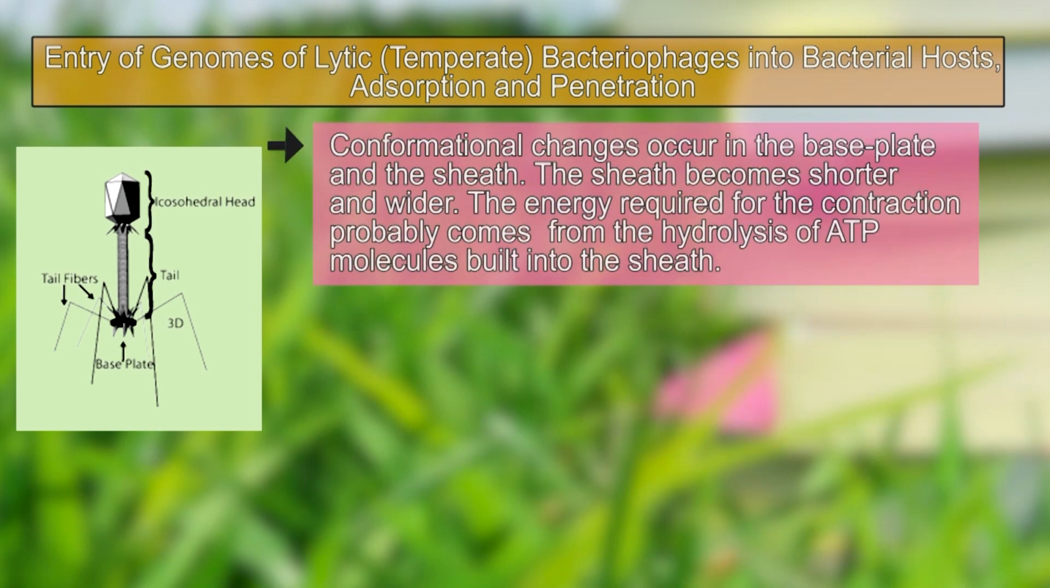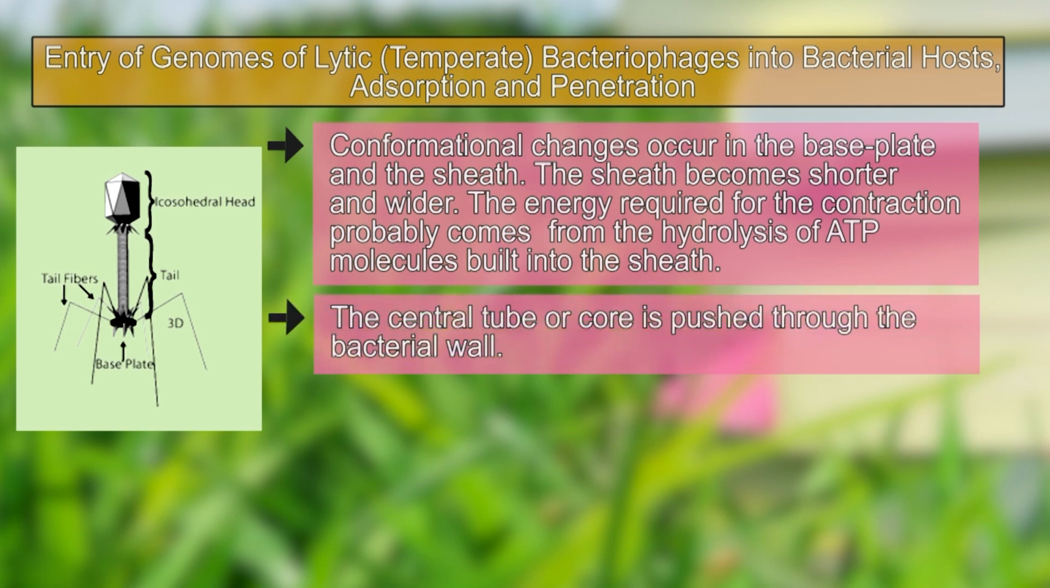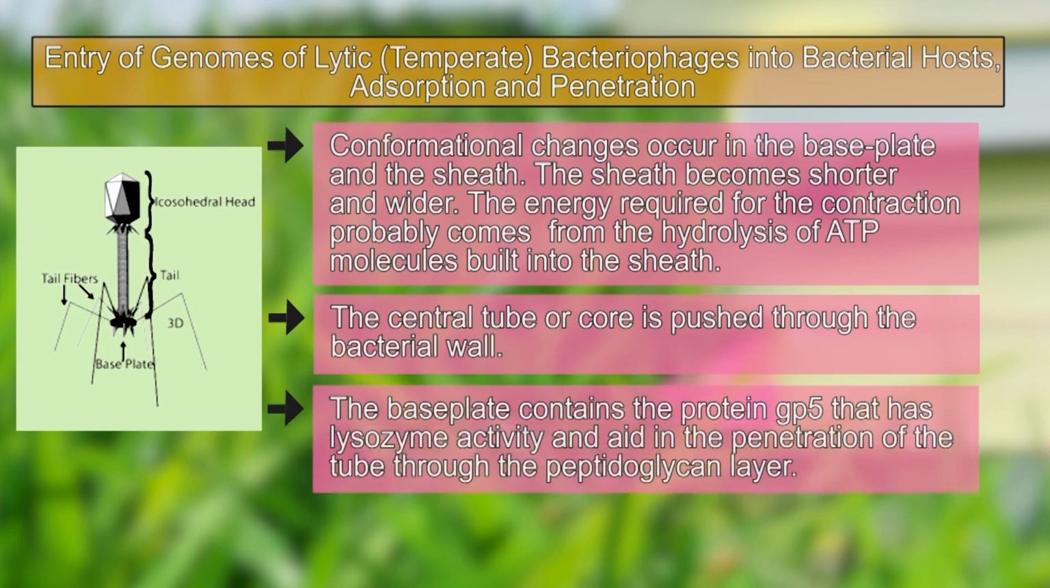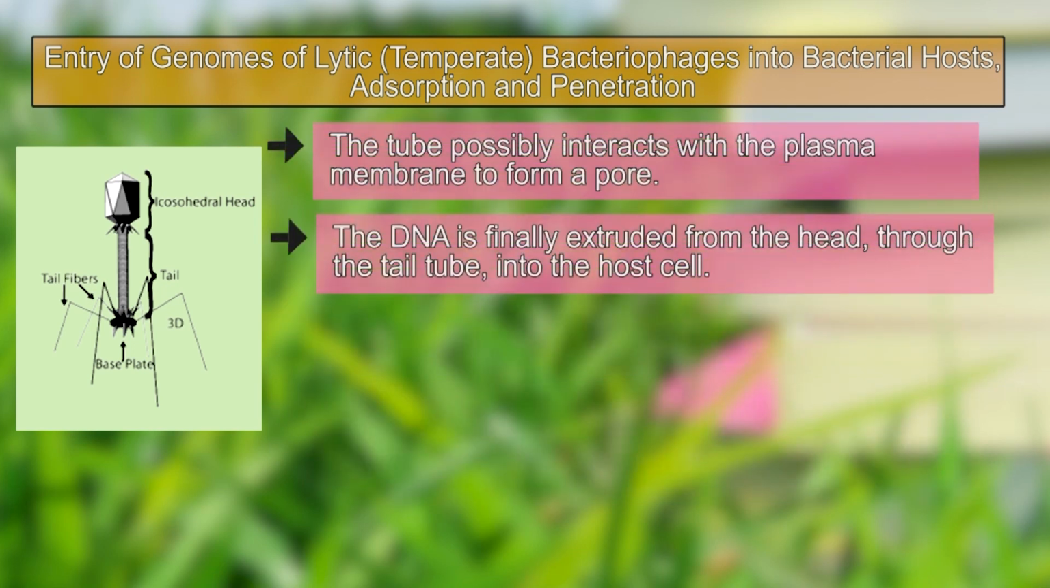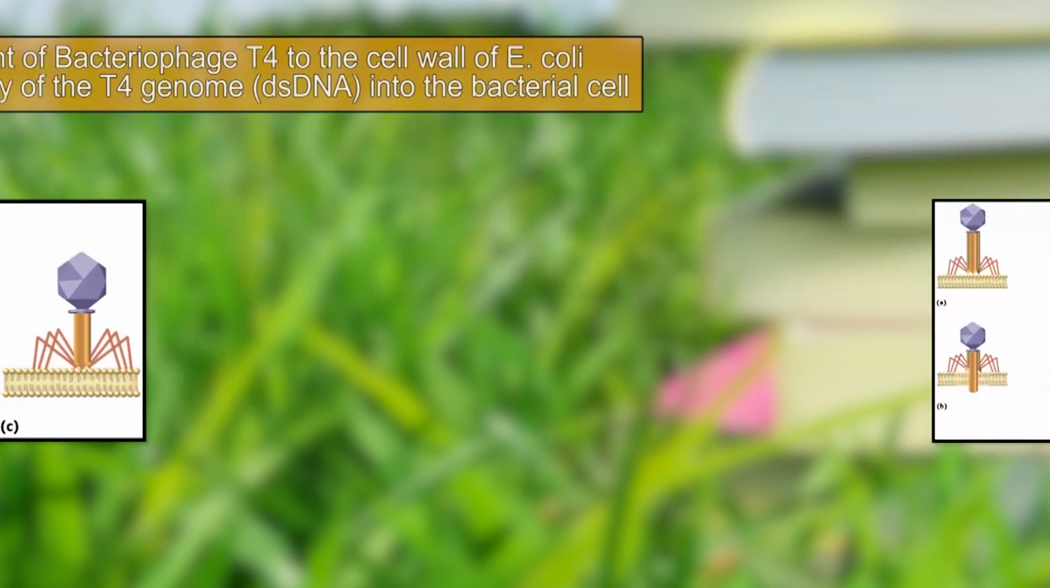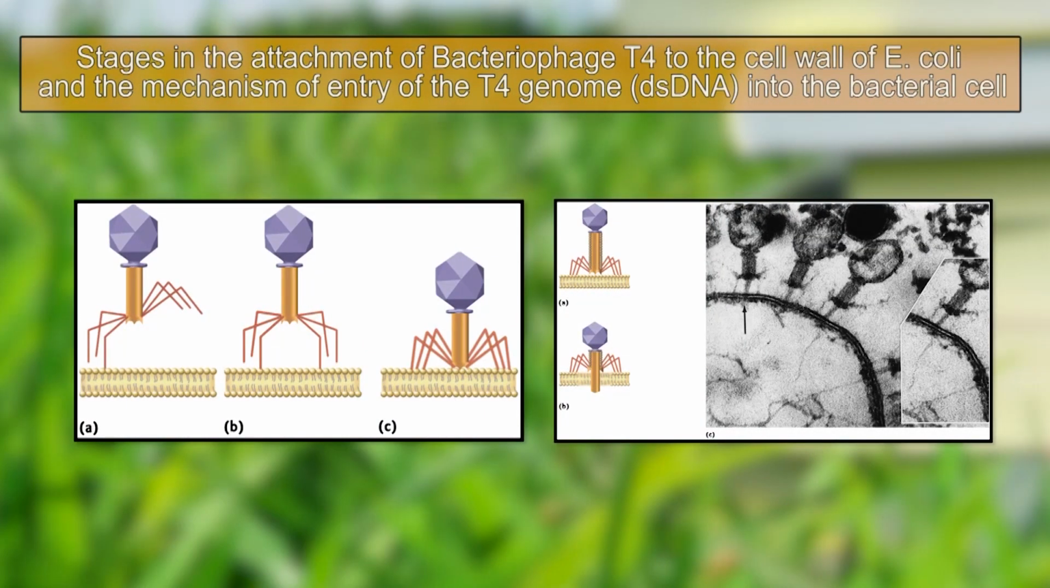Now conformational changes occur in the base plate and tail sheath. The sheath becomes shorter and wider, and then the central tube is pushed along the cell wall and then across the plasma membrane with the help of the protein activity of GP5 that creates a pore in the plasma membrane. Now ultimately the genome gets delivered from the phage head through the tail tube into the host cell cytoplasm. So this picture clearly depicts sequentially how it attaches itself successfully on the host cell surface and delivers its genome into the host cell.